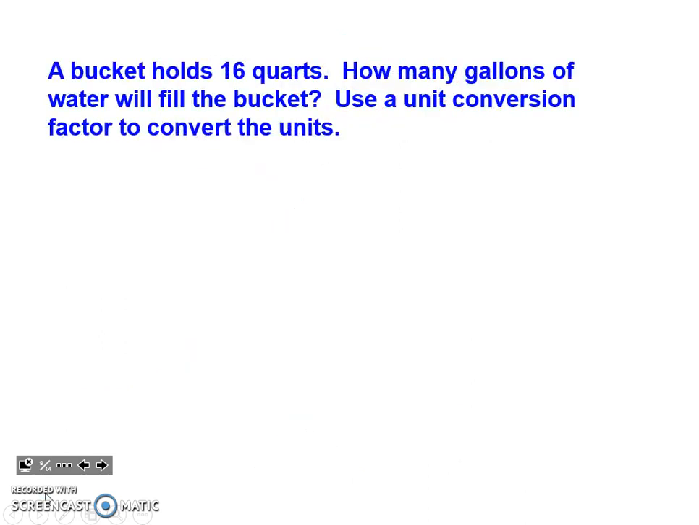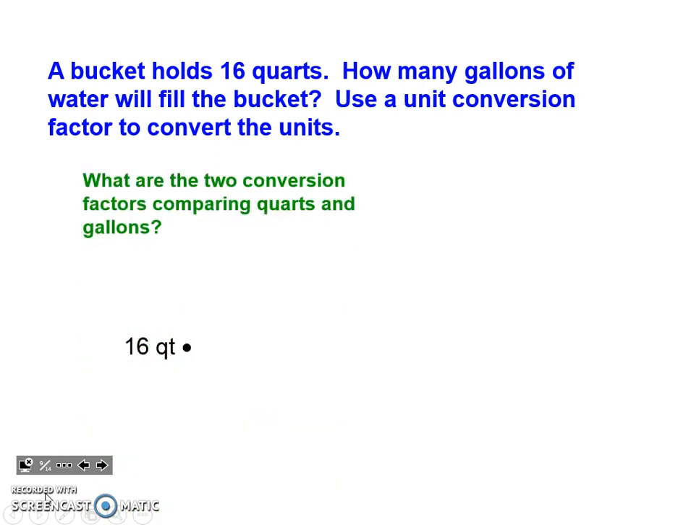Now, let's try this one. A bucket holds 16 quarts. How many gallons of water will fill the bucket? Use a unit conversion factor to convert the units. So, what are the two conversion factors comparing quarts and gallons? Either pause the video and go back and see which conversion factor will be comparing quarts and gallons. So we have 4 quarts over 1 gallon, or 1 gallon over 4 quarts.